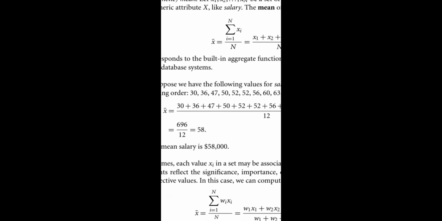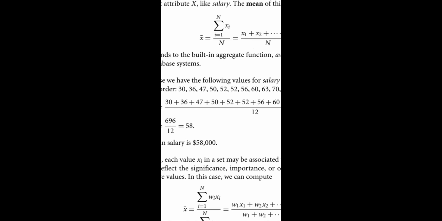For the median, you take positions 6 and 7, that is 12 by 2 and 12 by 2 plus 1. The values are 52 and 56. We have to find the mean of them: 52 plus 56 is 108, divided by 2 is 54. So 54 is the median value of the employee salaries. That is the way you find the median value.